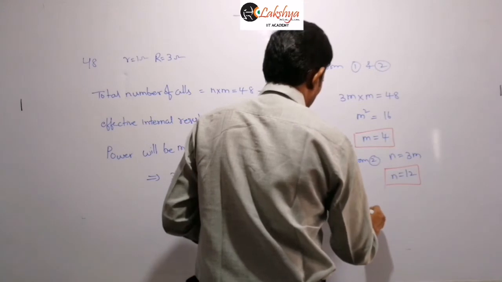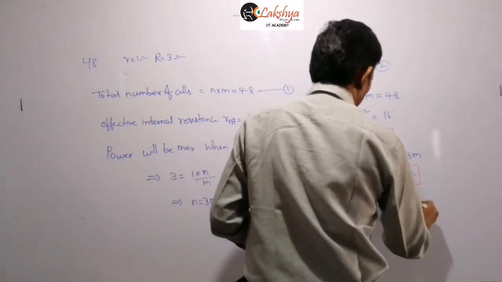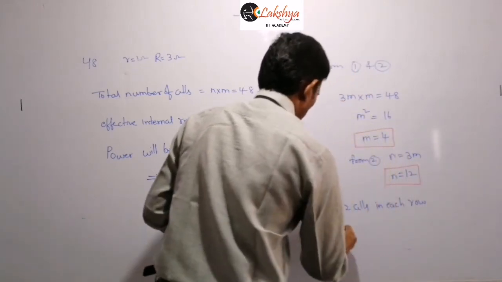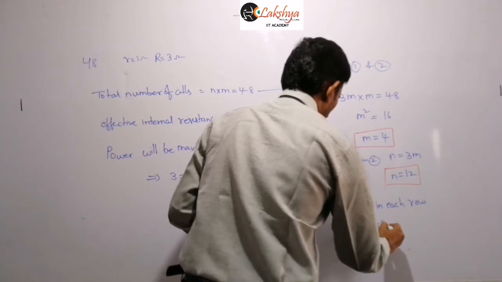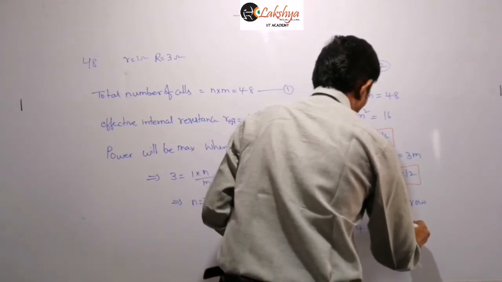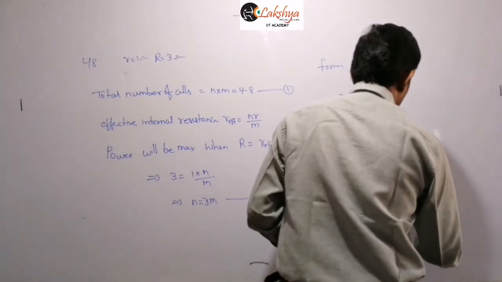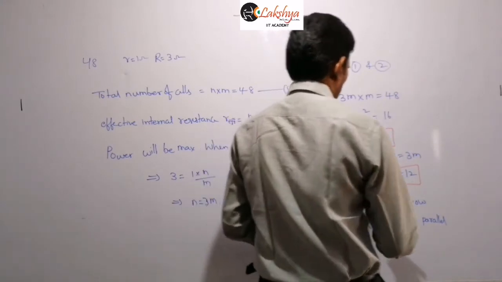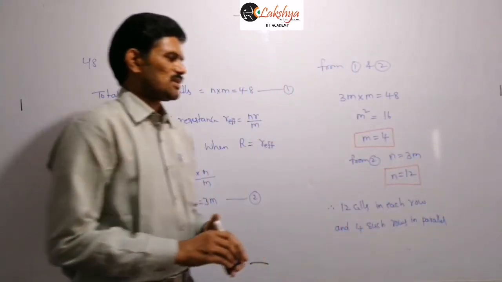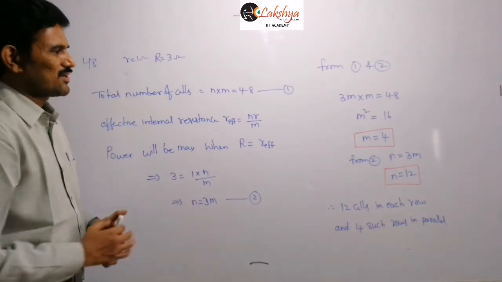12 cells in each row and 4 such rows in parallel. So 12 cells are connected in series in each row and 4 such rows must be connected in parallel. So that is our conclusion here.